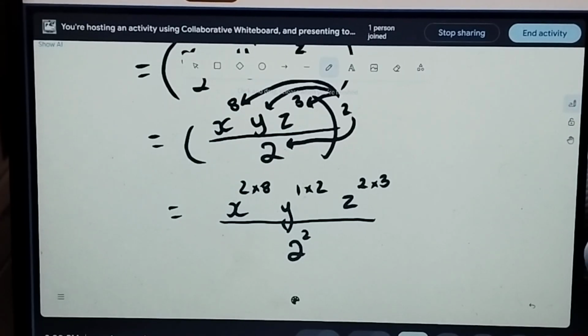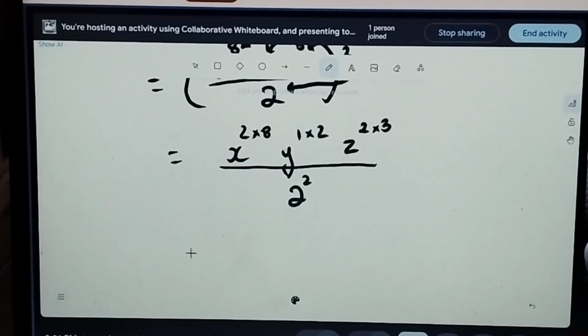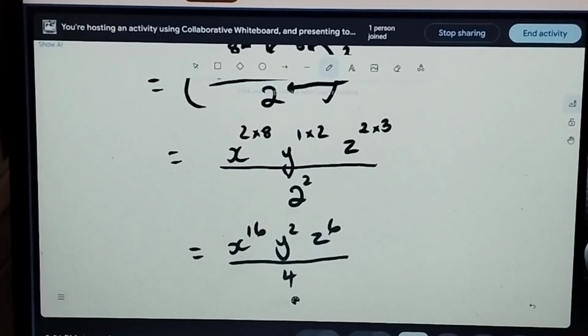Okay. Happy with that? I'm happy with that. Then I'm going to just do those easy multiplications. So x to the 2 times 8 is 16. Y to the 1 times 2 is just 2. Z to the 2 times 3 is just 6 over, and 2 squared is 2 times 2, which is just 4. And then that is my final answer.